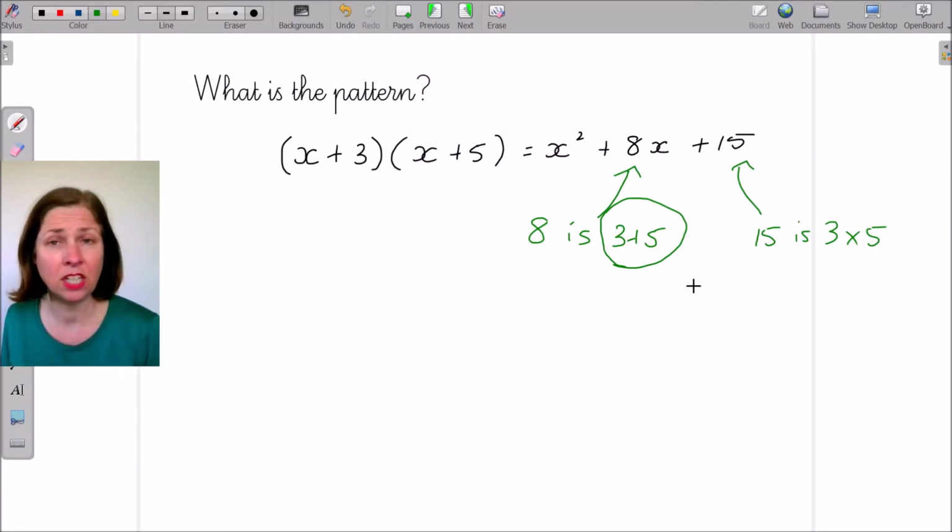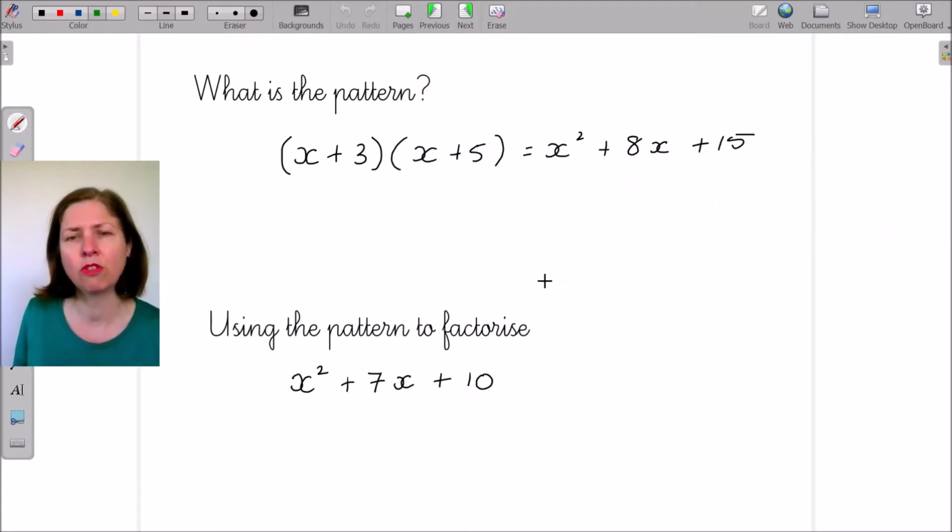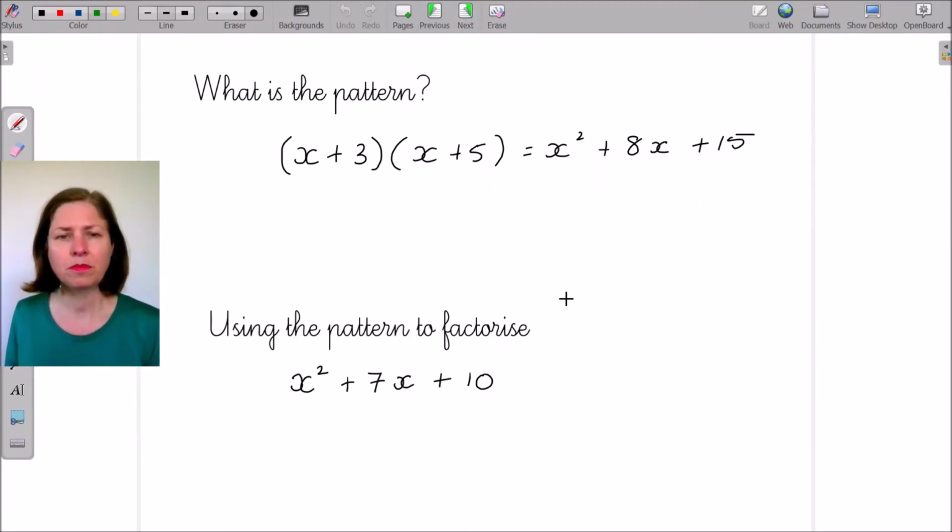Now, it may be that you think you can have a go at these now and you don't need to continue. If that's the case, have a try of a few and then skip ahead to the part of the video where we do some examples. But if you want me to take you through it in a bit more detail, let's go through this worked example. I want to use the pattern to factorize this one.